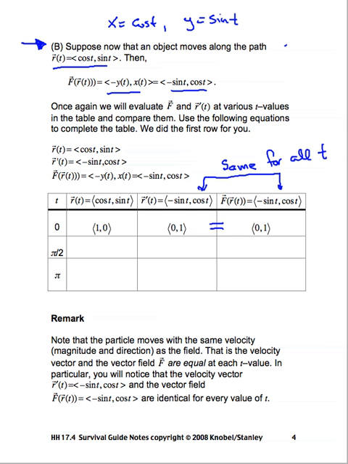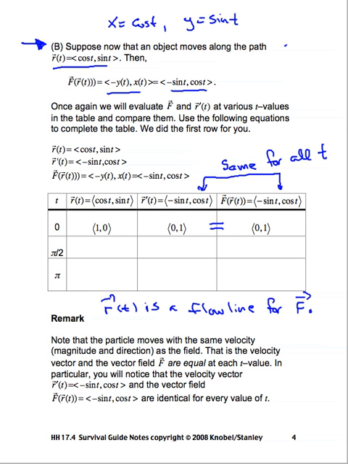So in this case, because of the fact just comparing these two, the r prime vector with the f of r of t vector, we can say, because this is going to be true for all t, in this case, r of t is a flow line for the vector field f.